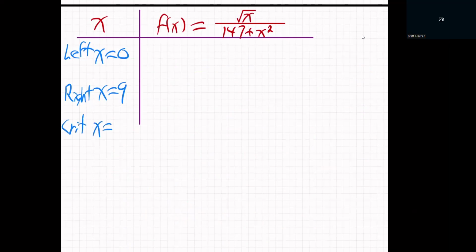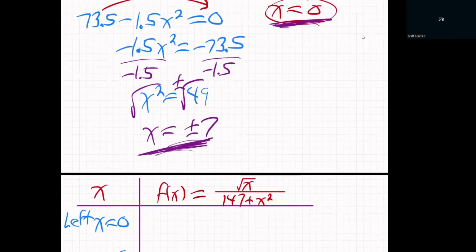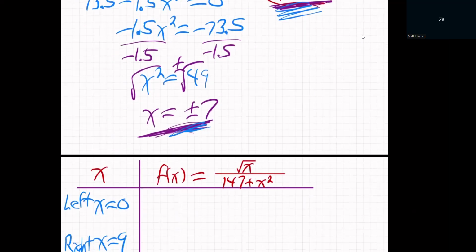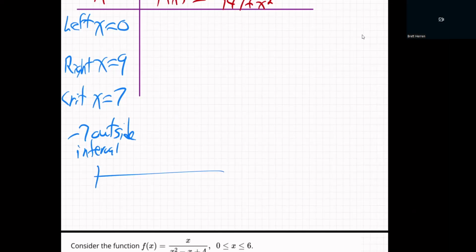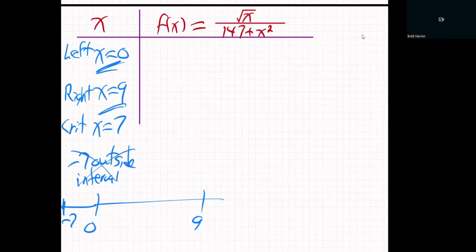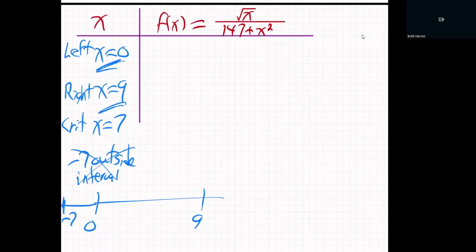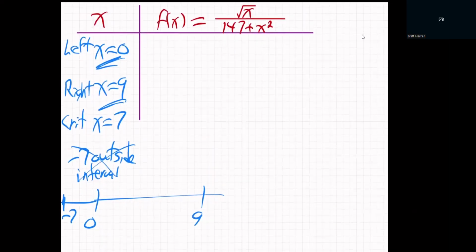What did I find? I found critical values of 0, already got that one, plus and minus 7. I'm going to do the plus 7, but I'm not going to do minus 7. Minus 7 is outside of the interval, right? You know what I mean? The number line goes, left edge is 0. This is 0 and 9. Negative 7 is way over here. We're only checking between 0 and 9. So forget about that negative 7. So all I'm going to check is those values.